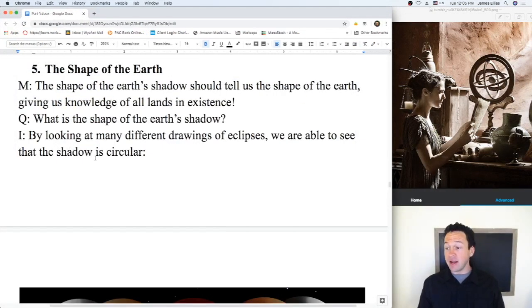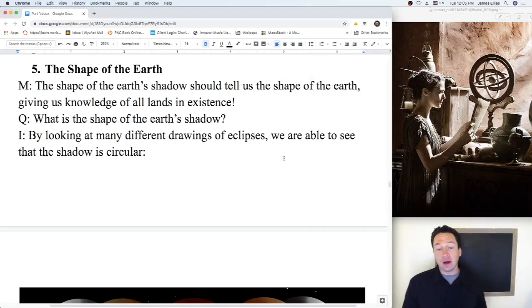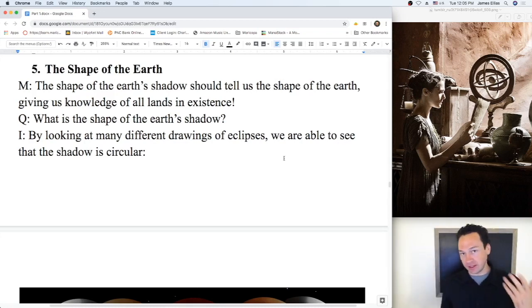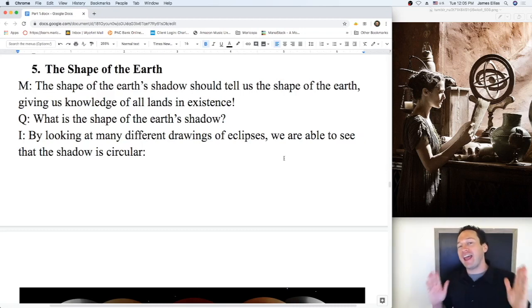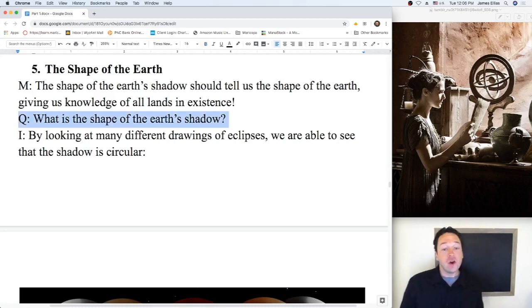Okay. In our next investigation, the Greeks are going to be inquiring about the shape of the Earth. We already know that this eclipse shadow is caused by the Earth. So if we can figure out the shape of the shadow, then we can figure out the shape of the whole Earth. And maybe we would understand something about all lands in existence. This is the motivation to investigate the shadow. So, question number 5. What is the shape of the Earth's shadow?